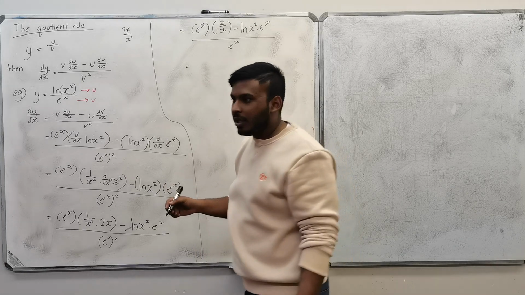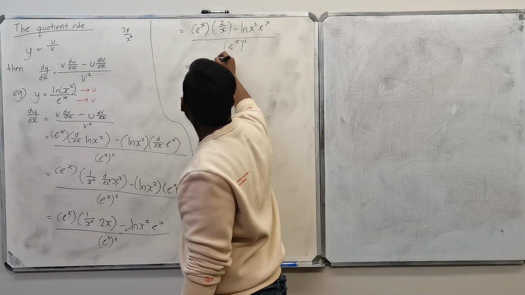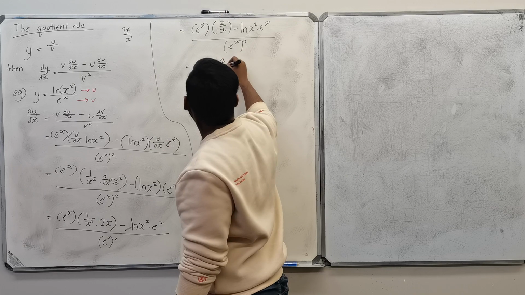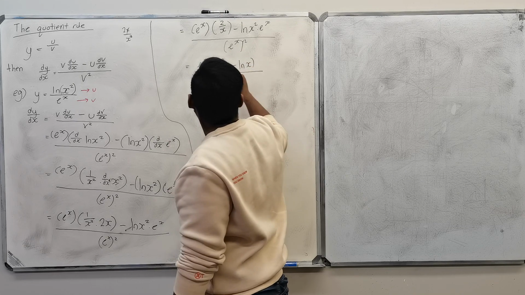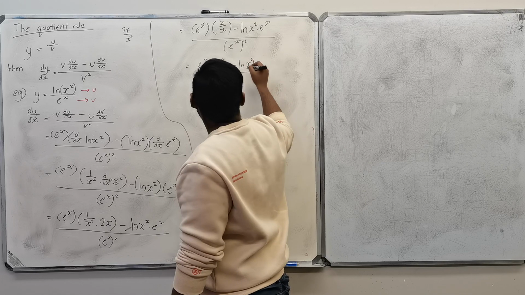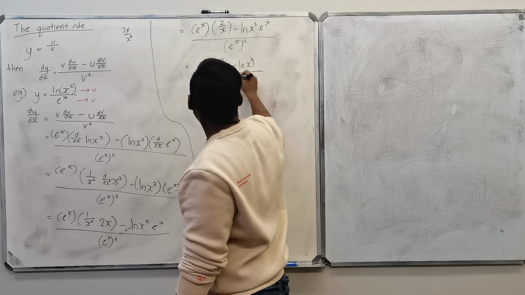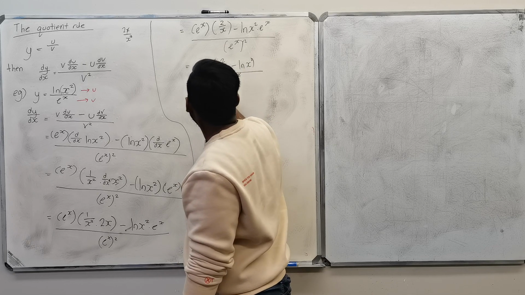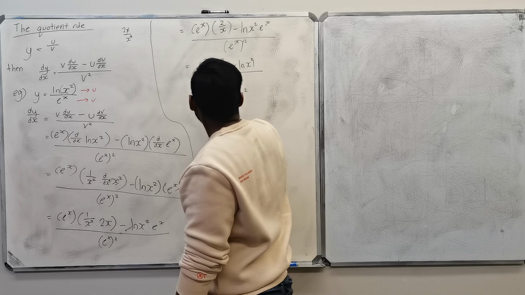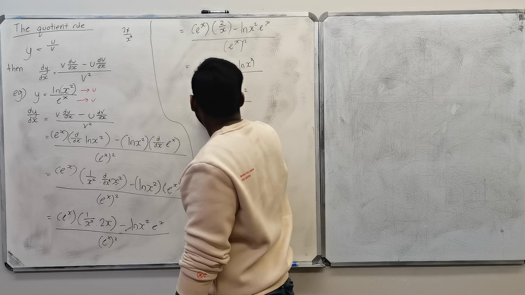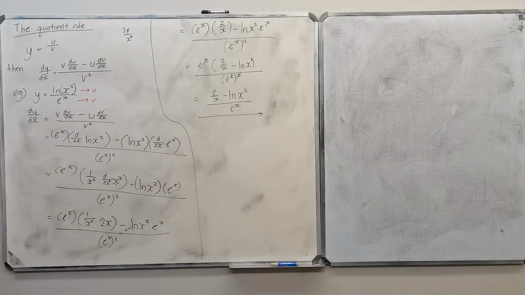Take out the common factor. Take out e to the x as a common factor, into 2 over x minus ln of x squared over e to the x squared. You're missing something. The e to the x cancels, you're left with 2 over x minus ln of x squared over e to the x. Got it.